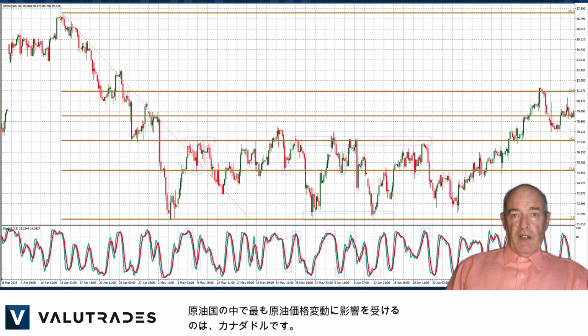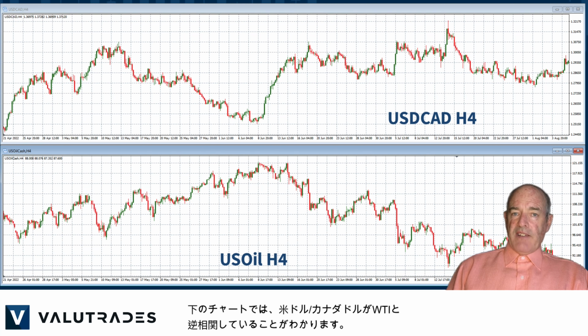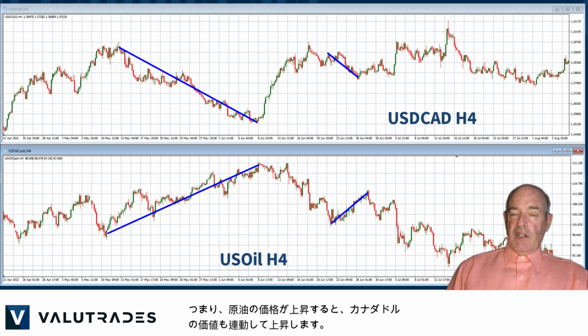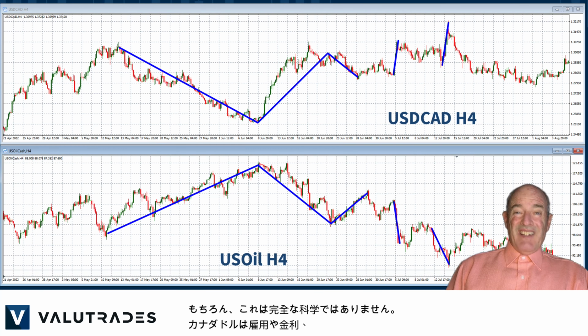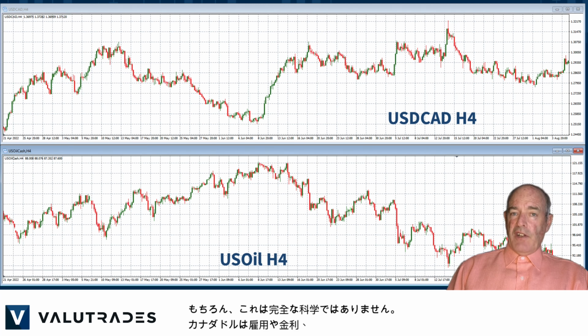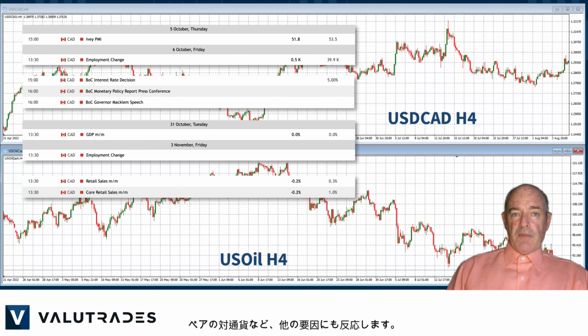Of all the oil-producing countries, the Canadian dollar is the most affected by movements in crude oil pricing. In this chart, we see that dollar CAD is inversely correlated to WTI. That is, when the price of crude oil rises, the value of the Canadian dollar increases in tandem. Therefore, you may trade Canadian dollar pairs on fundamental events like crude oil inventories and OPEC meetings. This is not a perfect science, of course, as the Canadian dollar will react to other factors such as employment, interest rates, and the currencies on the other side of each pair.